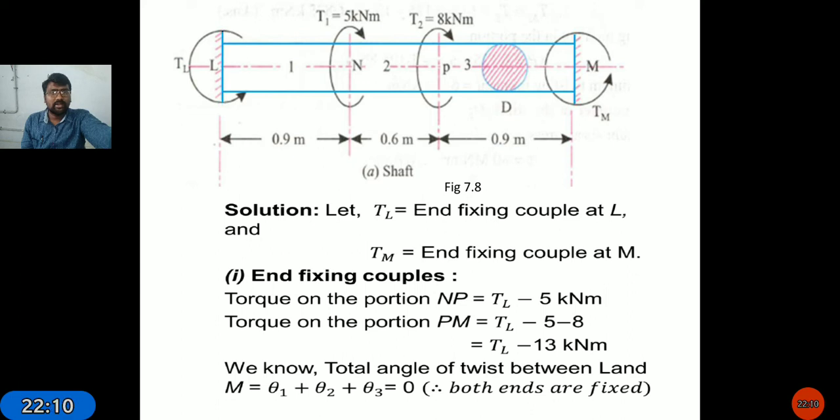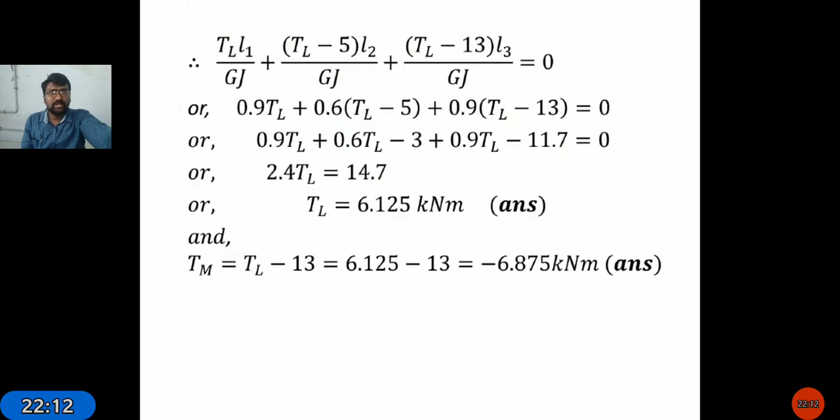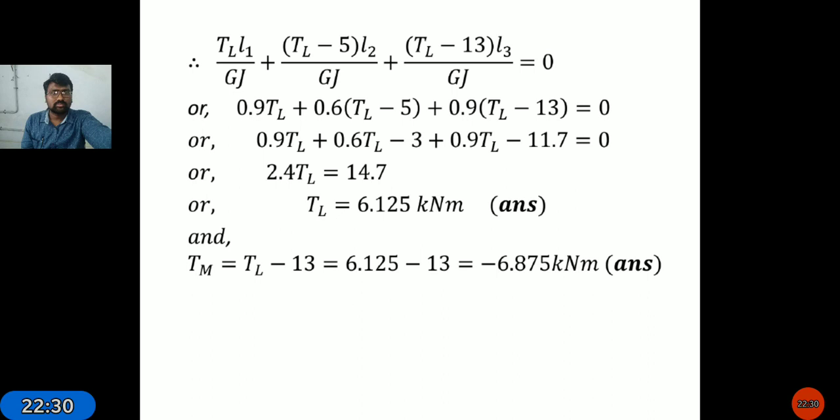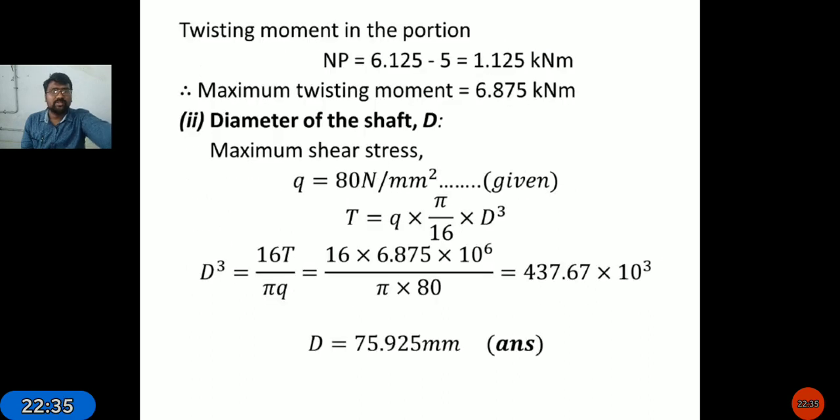By comparing all these values, at point L, the torque we just now calculated is 6.125. At point M it is minus 6.875 because it is in the opposite direction. It is also considered as positive. Next, the twisting moment developed in N and P is 5 and 8. So finally the maximum twisting moment is developed at portion NP, that is 6.875 at point M.